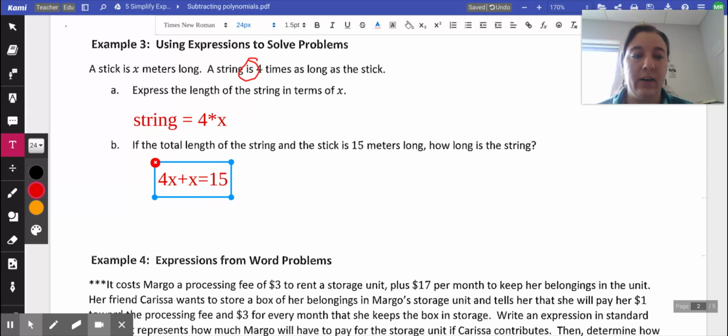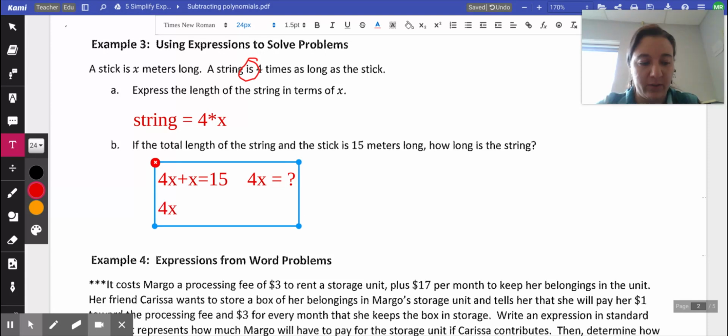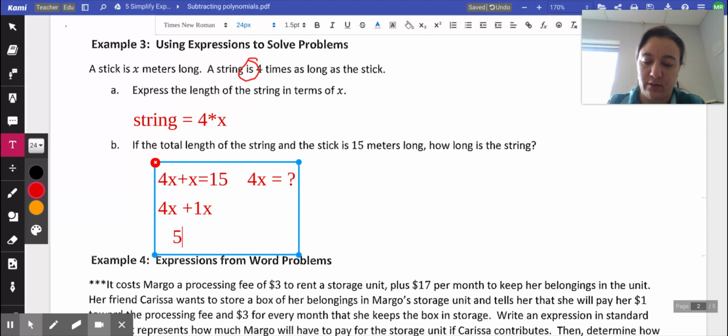Now, how long is the string? So that means string was 4x, so that is my question. Okie dokies. We haven't really done equations yet, but I have a feeling you guys can do this anyway. Before you look at that equals 15, tell me, what's 4x plus x? Be careful. Remember, there's an invisible 1 there, and if you don't write it down, a lot of times people don't tell me the right answer, which is 5x.